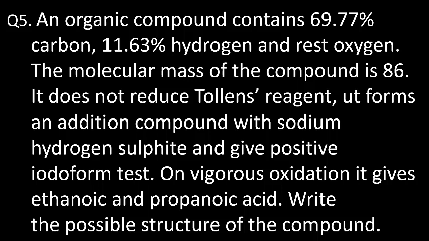Now let us see the next problem. An organic compound contains 69.77% of carbon, 11.63% of hydrogen and the rest oxygen. The molecular mass of the compound is 86. It does not reduce Tollens reagent but forms an addition compound with sodium hydrogen sulfite and gives a positive iodoform test. On vigorous oxidation, it gives ethanoic and propanoic acid. Write the possible structure of the compound.